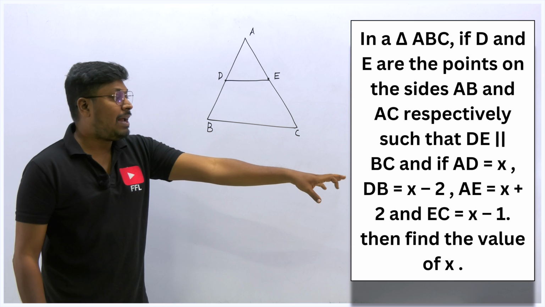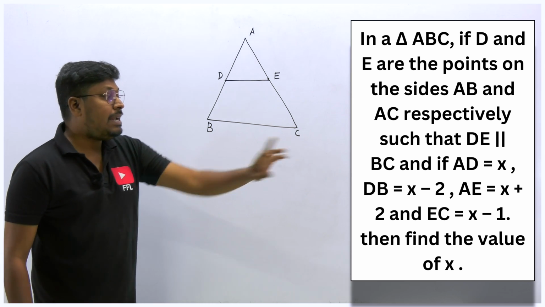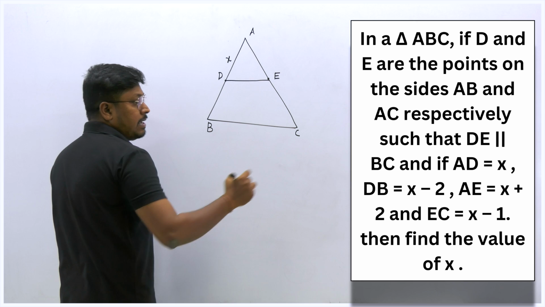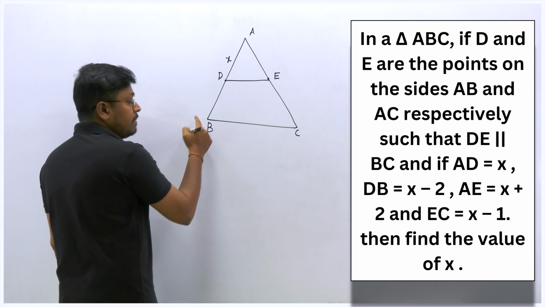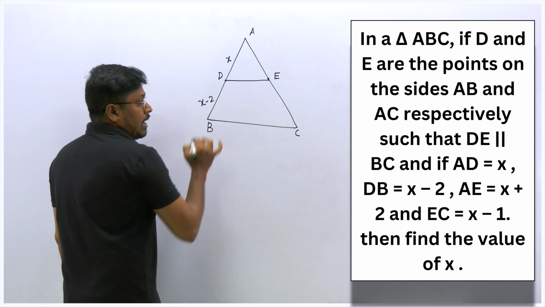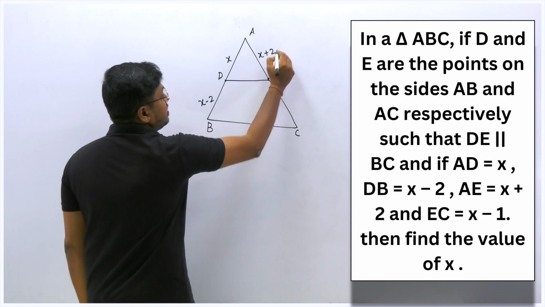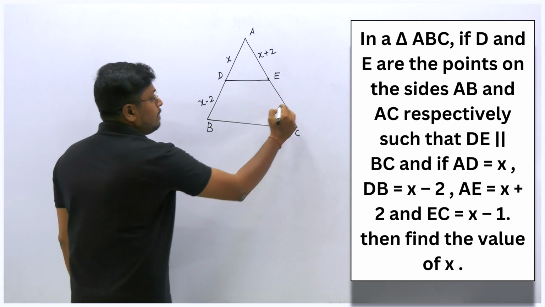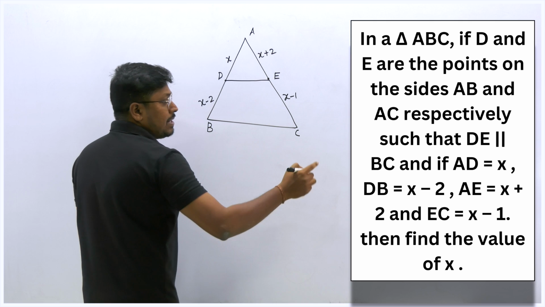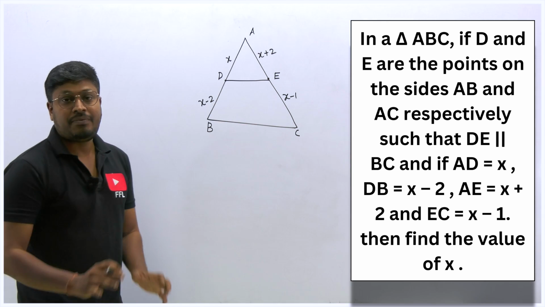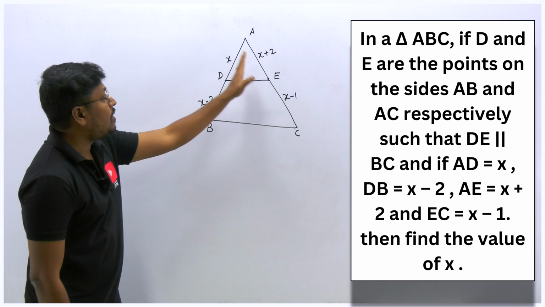Now, the values they have given in the question: AD equals X. So they have given all the values. AD equals X, DB will be X minus 2, AE will be X plus 2, and finally EC will be X minus 1. Now what is the target? Find the value of X. So we have to find the value of X here. Other than that, they have given all the values.